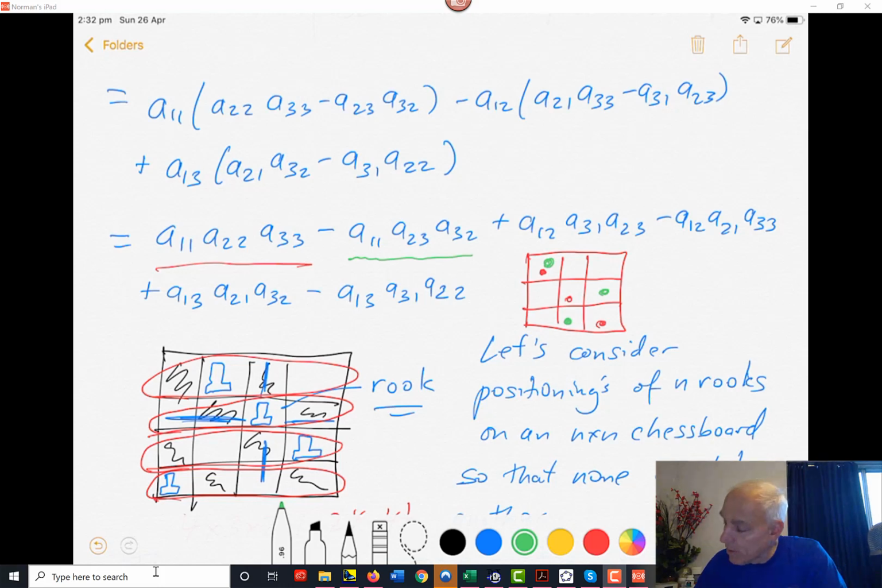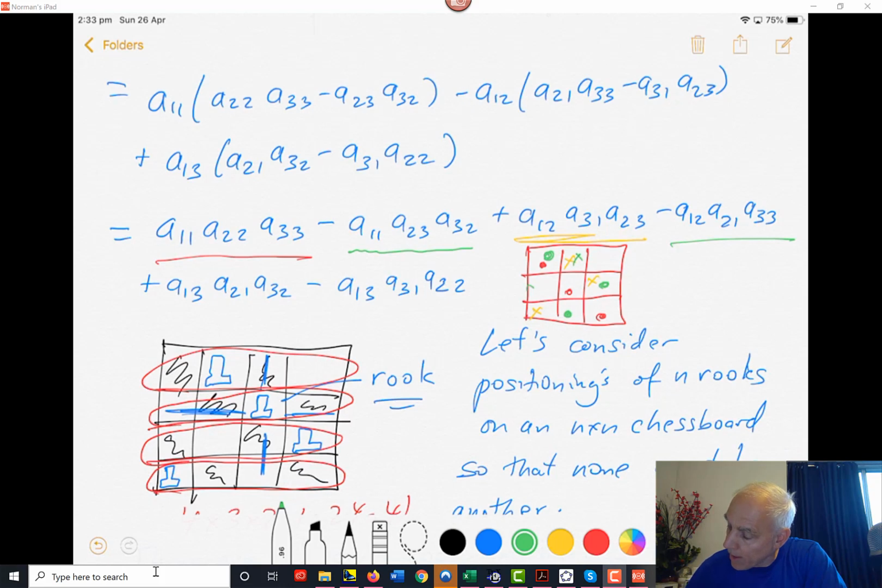And then maybe this next one, in yellow: A12, that will be that one there, and then A31, down here, and then A23, over here. That's another positioning. And the other 3 correspond to other ones. Let me just complete that. A12, A21, A33: A12 is that one there, and then A21, and then A33.